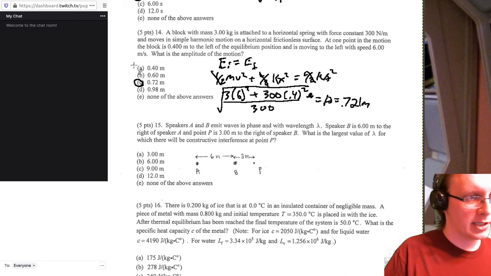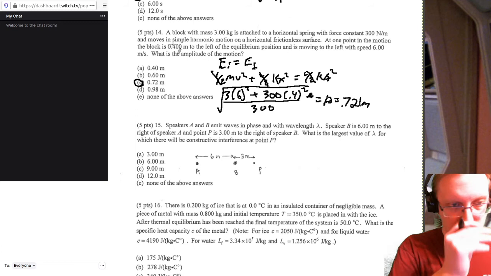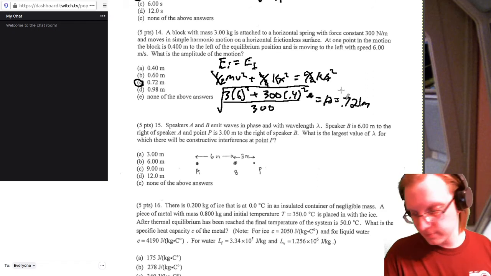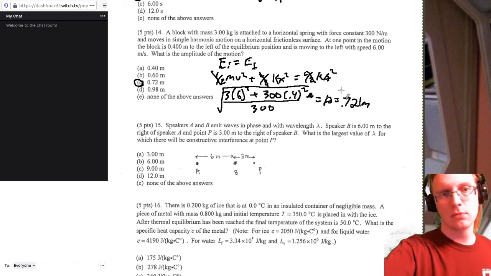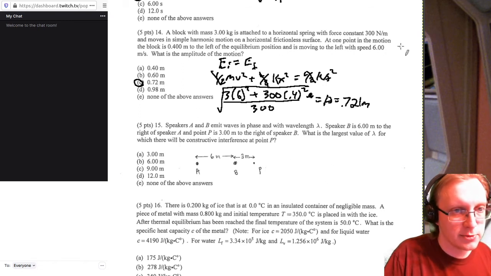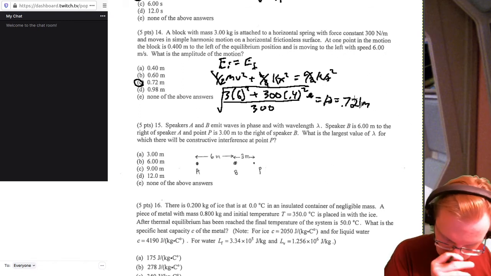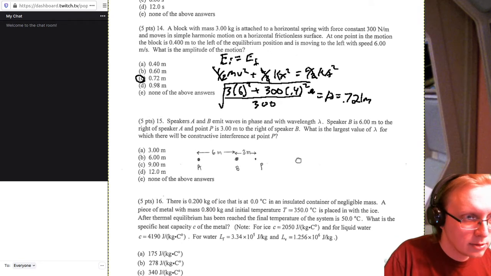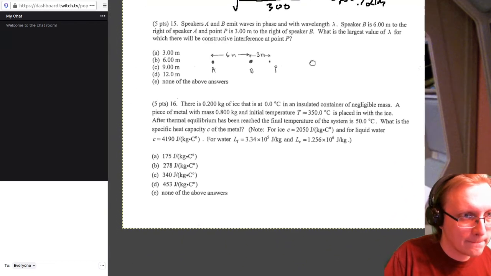This 0.4 is here for people who just go, oh yeah, here's a 0.4, that must be our amplitude there. The rest of them don't know. But of course, the amplitude must be greater because we still have kinetic energy here. If kinetic energy was 0, then indeed that'd be 0.4, but it's not. All right.